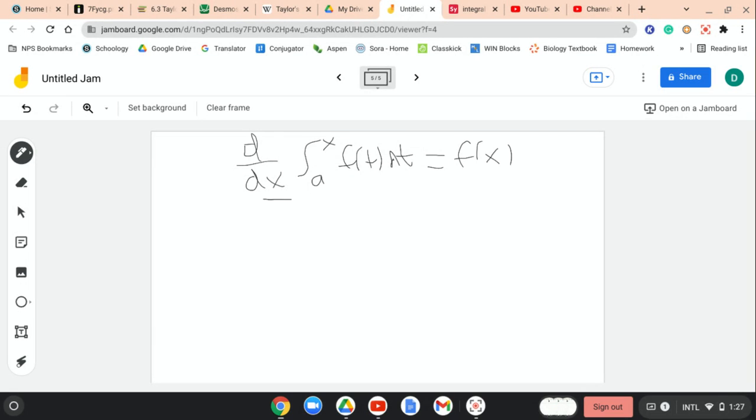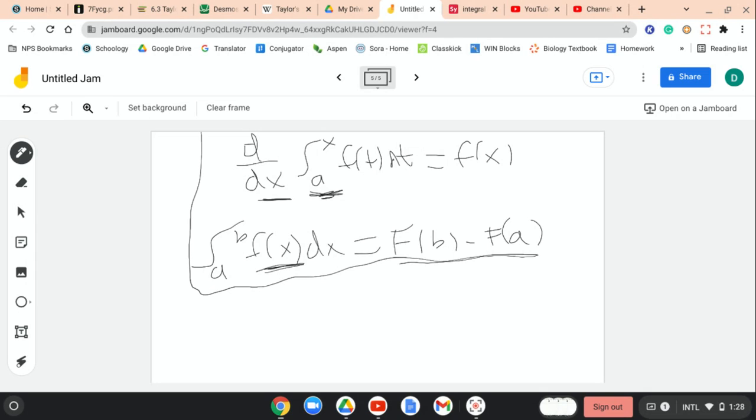And it basically tells you that the derivative operator and the integral operator cancel each other out and they're opposites. And the other thing it states is that if you take the integral from a to b of f of x dx, this equals the antiderivative of f of x, and we'll get to that in a second, evaluated at b minus the antiderivative of f evaluated at a. And these are the two parts, and this is the fundamental theorem of calculus. So it tells us the connection between derivatives and integrals in the first part, and it also tells us how to evaluate definite integrals in the second part.